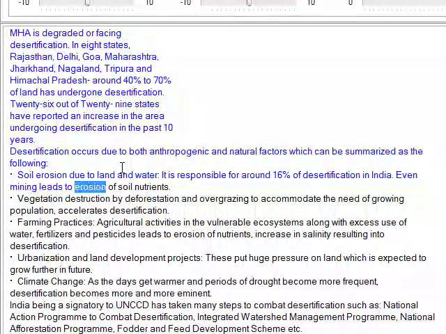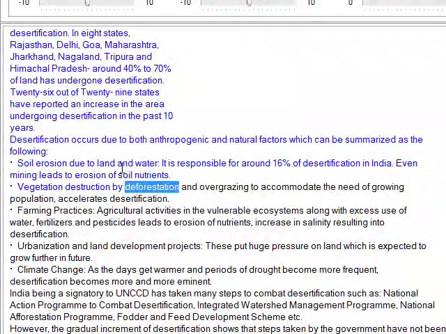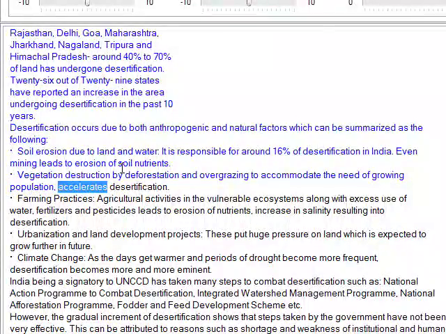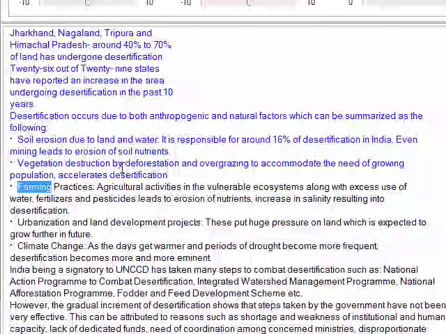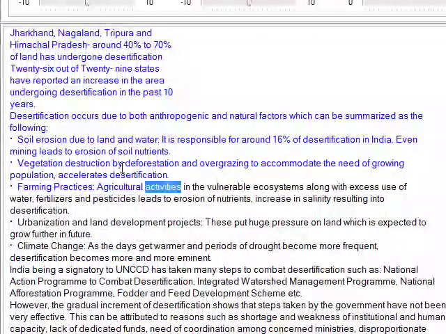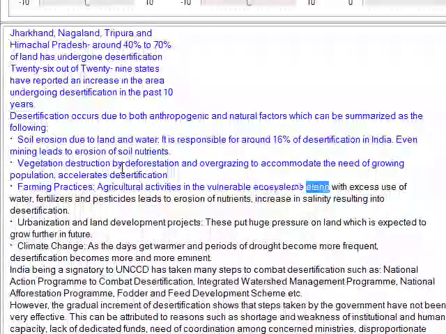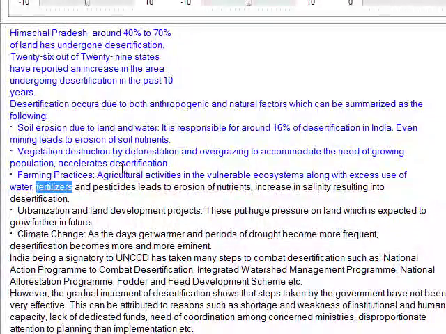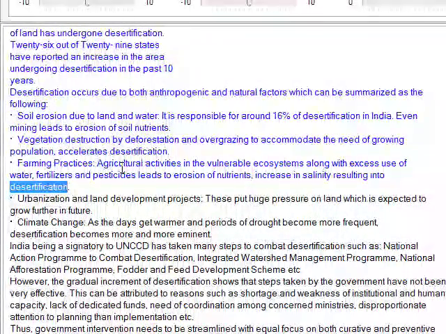Even mining leads to erosion of soil nutrients. Vegetation destruction by deforestation and overgrazing to accommodate the need of growing population accelerates desertification. Farming practices, agricultural activities in the vulnerable ecosystems along with excess use of water, fertilizers and pesticides lead to erosion of nutrients, increased salinity resulting into desertification.